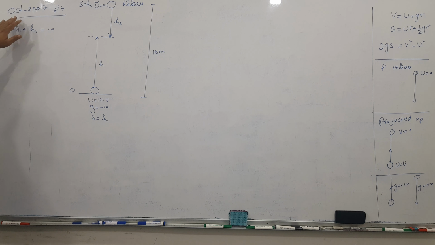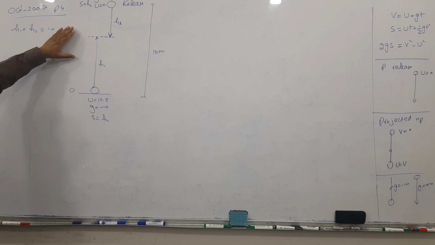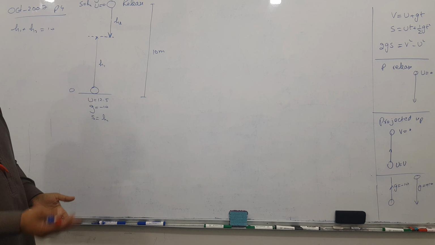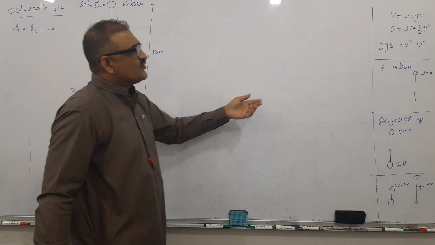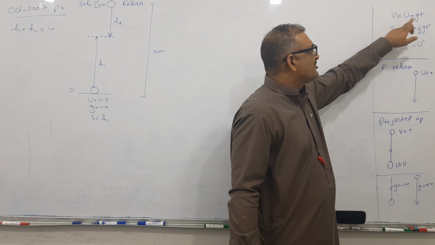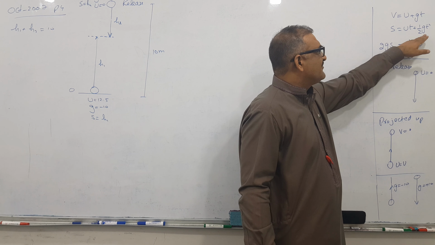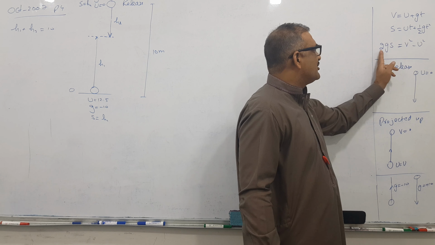Bismillahirrahmanirrahim. Today's topic is kinematics, and I'm starting with particles that move in free fall under gravity. So we have three equations of motion: v equals u plus gt, s equals ut plus half gt squared, and 2gs equals v squared minus u squared.